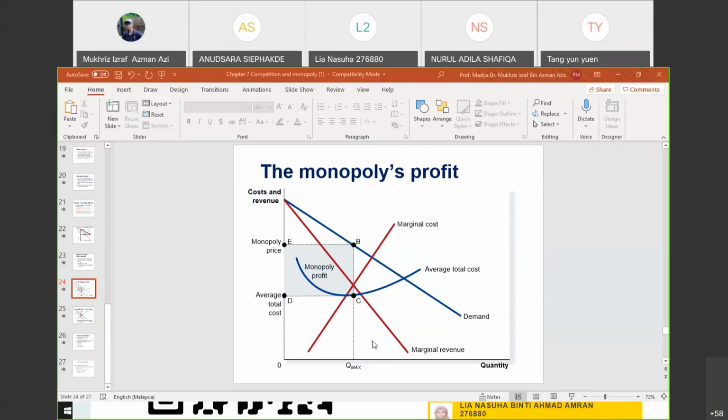Okay, how do you determine the output using MC equals to MR? So where is the quantity that maximizes output? Where is the price that maximizes the profit? Where is the quantity that maximizes the profit? Okay, using MC equals to MR.